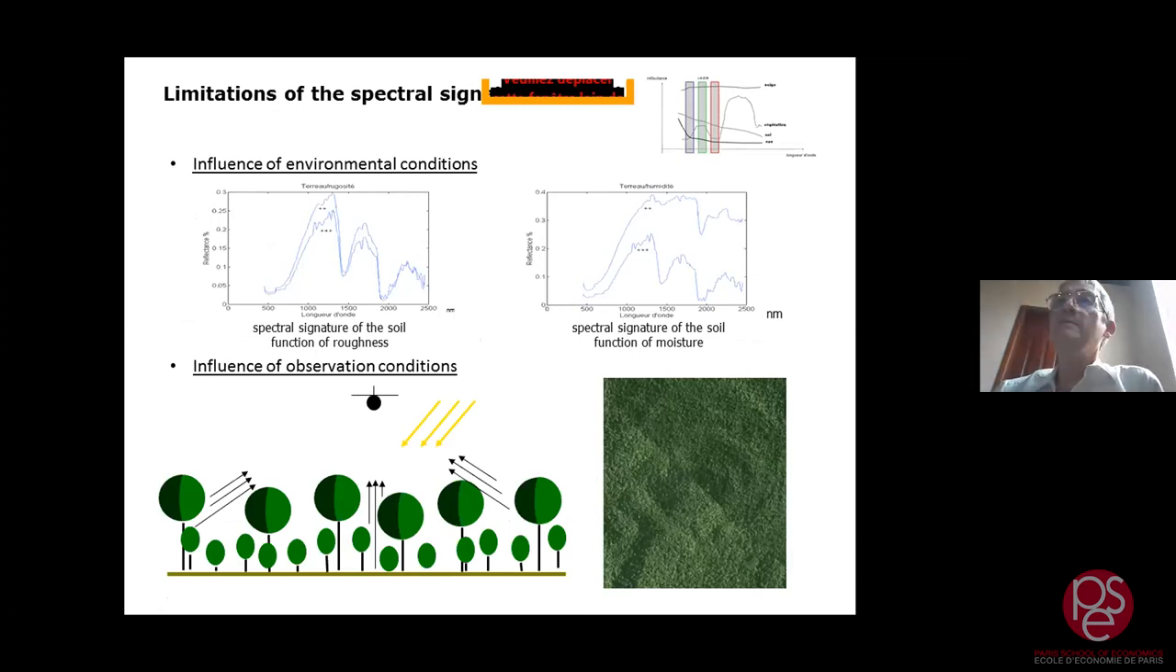The first one is the influence of environmental conditions. In this first example, I have the spectral signature of a kind of soil, and I have two levels of roughness. So the same soil, the same material, the same geochemical content of the soil will not give the same spectral signature. This means that the relationship between the signature and the object is not absolute. Same thing with moisture. With higher moisture, the color is not very different. You have more or less the same shape, but after the rain, typically all objects become darker, and this appears in the difference of the two spectral signatures.